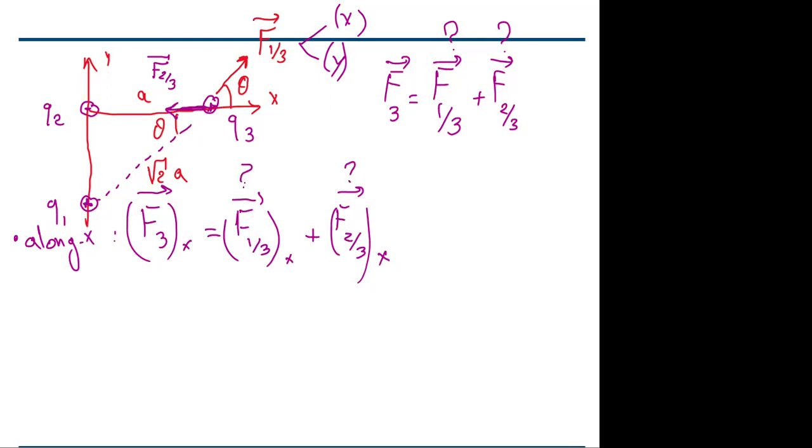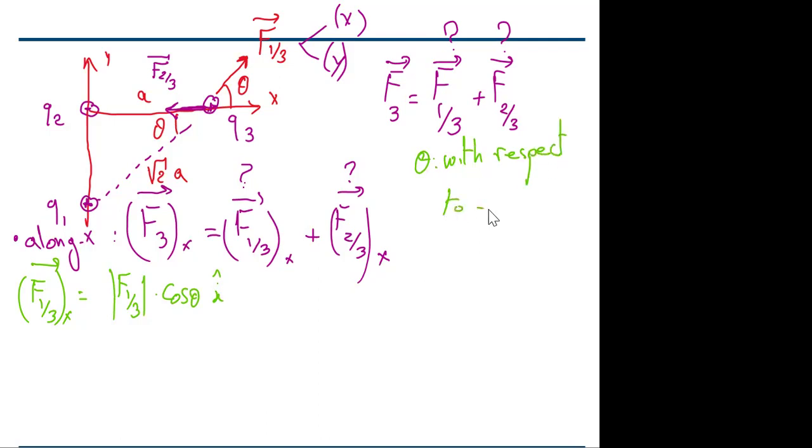F1 on 3, let's change the color. Let's write green, for example. F1 on 3, the x component of this vector, is the magnitude of the vector F1 on 3 multiplied by cosine theta, multiplied by the vector i. But don't forget always theta is with respect to the positive x-axis.